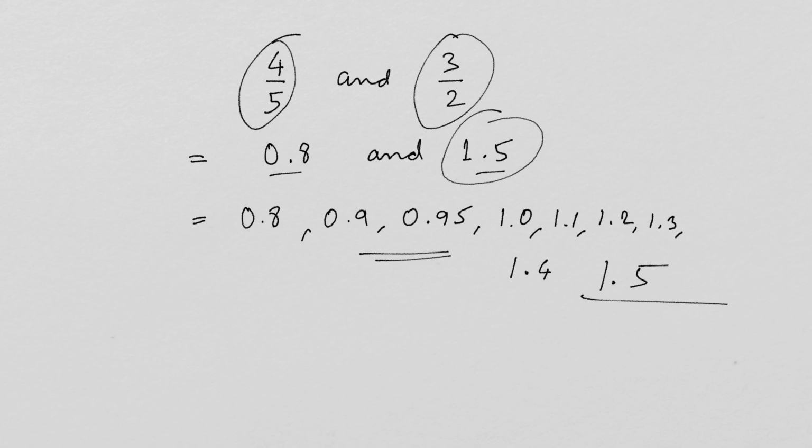I hope you understood the concept. There is one more line I just want to make very clear: there are infinitely many rational numbers between any two given rational numbers. So there is no end to it. There can be infinite numbers between two given numbers. I hope the concept is understood by you.